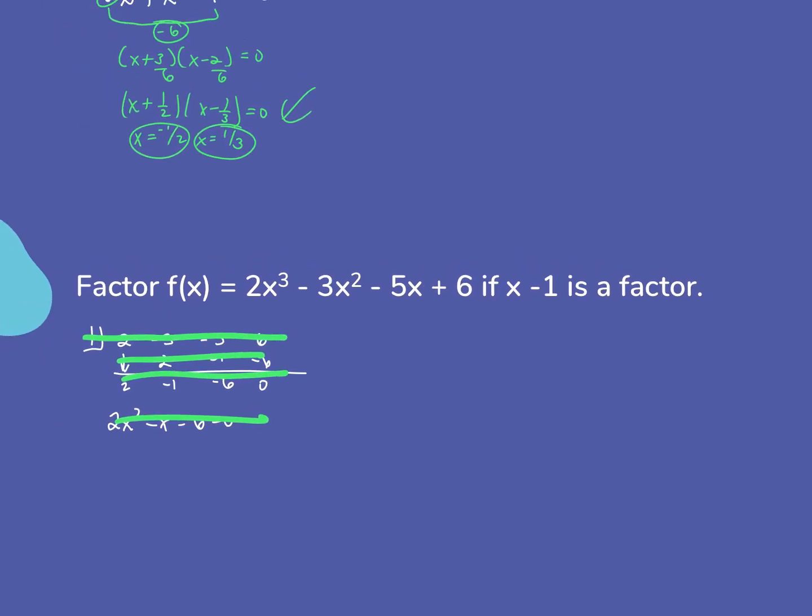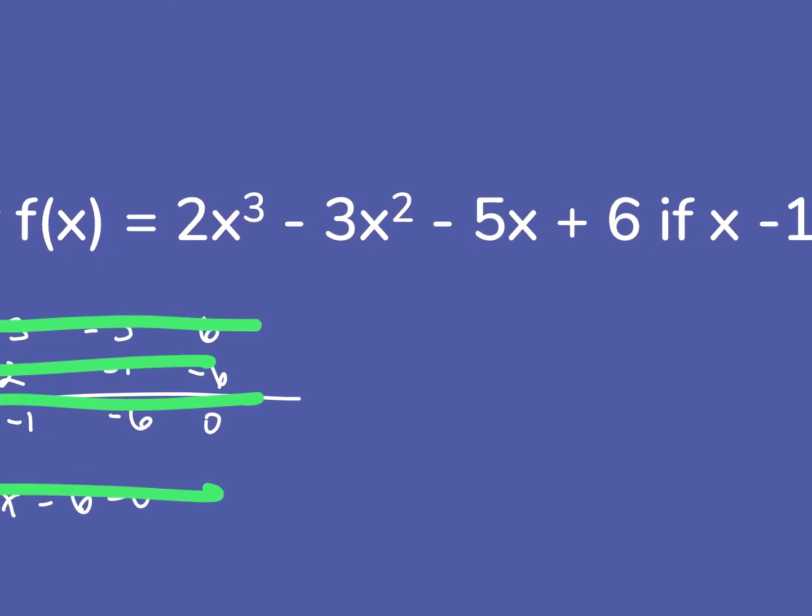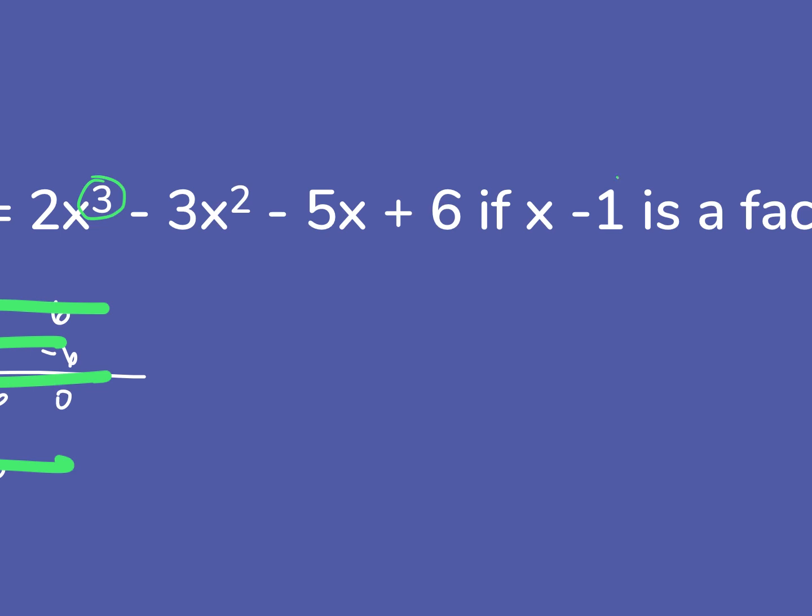f(x) = 2x cubed minus 3x squared minus 5x plus 6, if x = 1 is a factor. First of all, I'm trying to find the answers. How many answers, how many zeros, how many solutions do I have? 3. Okay, I know I have 3 because your highest exponent is 3. They're asking you if x minus 1 is a factor. So the first thing we're going to do is say x minus 1 equals 0. We're going to figure out what we're going to use to synthetically divide.